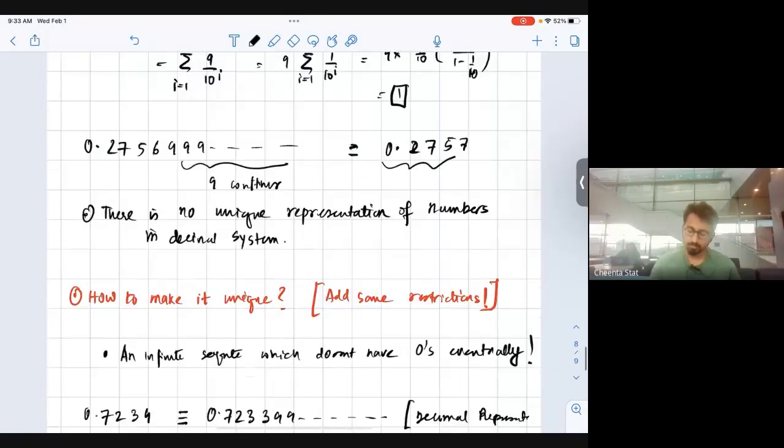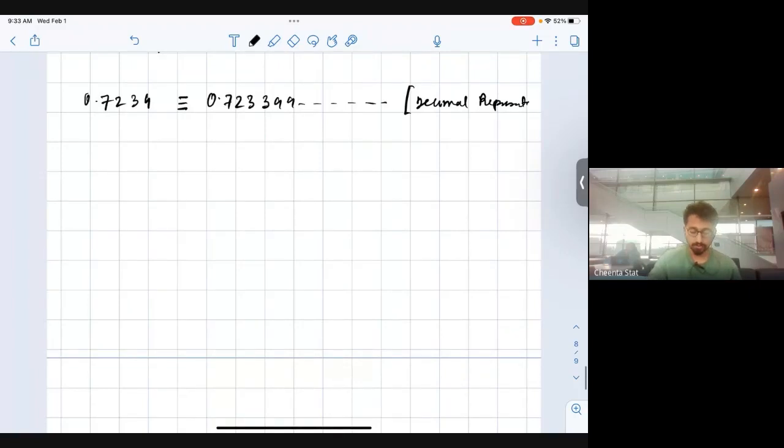So we can prove that any number between 0 and 1 can be represented with a one-to-one bijective correspondence with the decimal representation. That I should say.